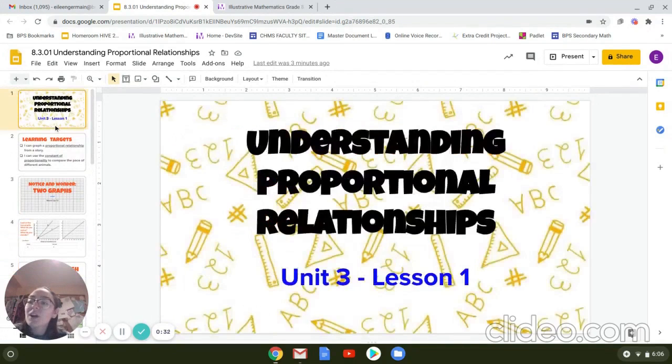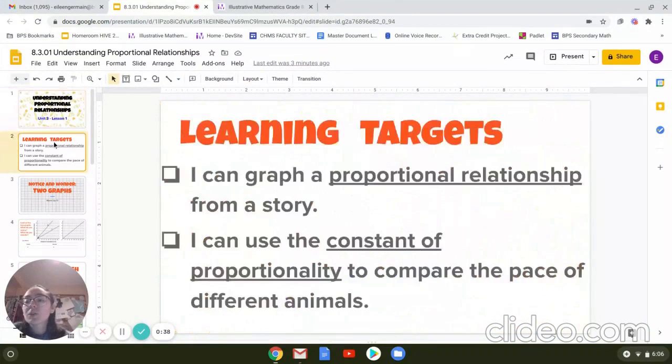So we're in this unit, unit 3, and we're talking about understanding proportional relationships. So we are graphing proportional relationships from a story, and we can use the constant of proportionality to compare the paces of different animals. If we remember, we said that the constant of proportionality is that constant rate of speed, right? How fast is this person walking? And we're going to compare these. We compared in the first activity we did in class today the speeds of the ladybug and the ant.